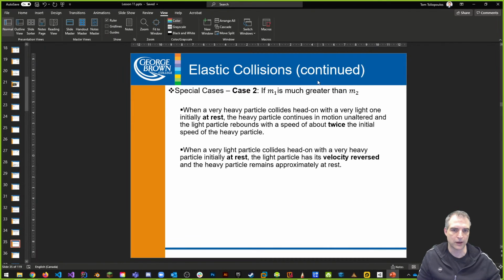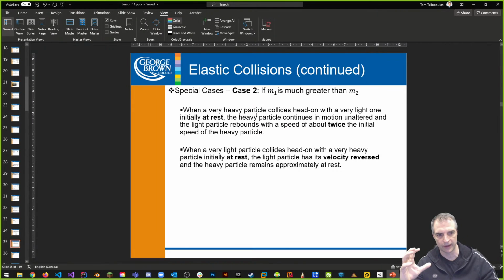All right, special case number 2. If M1 is much greater than M2. In this case, when a very heavy particle collides head-on with a very light one, big mass and small mass, initially at rest, the heavy particle continues in motion unaltered, and the light particle rebounds with a speed equal to about twice the initial speed of the heavy particle.